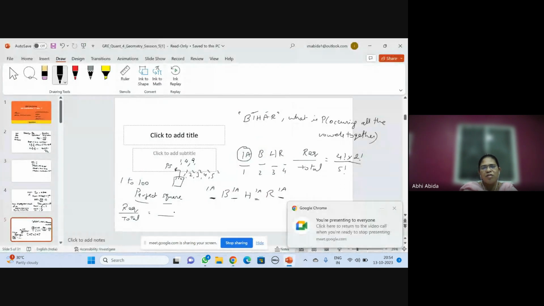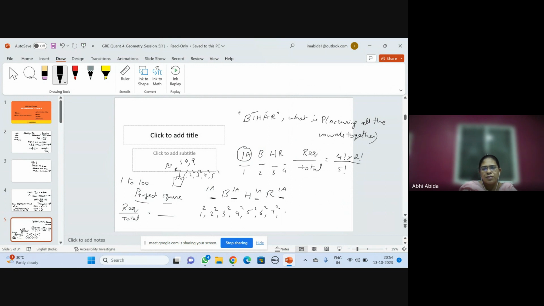The count of perfect squares from 1 to 100 will be 10. 10 perfect squares will be there. You can see 1 square, 2 square, 3 square, 4 square, 5 square, 6 square, 7 square, 8 square, 9 square, and 10 square. All these numbers are there in the box.